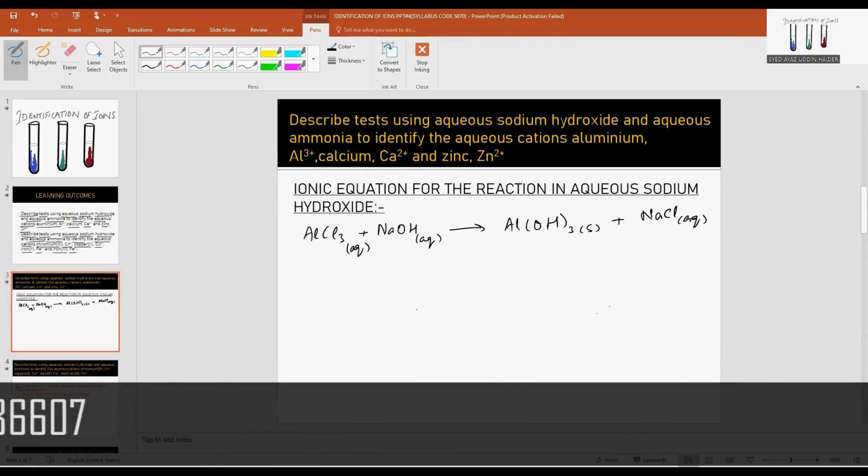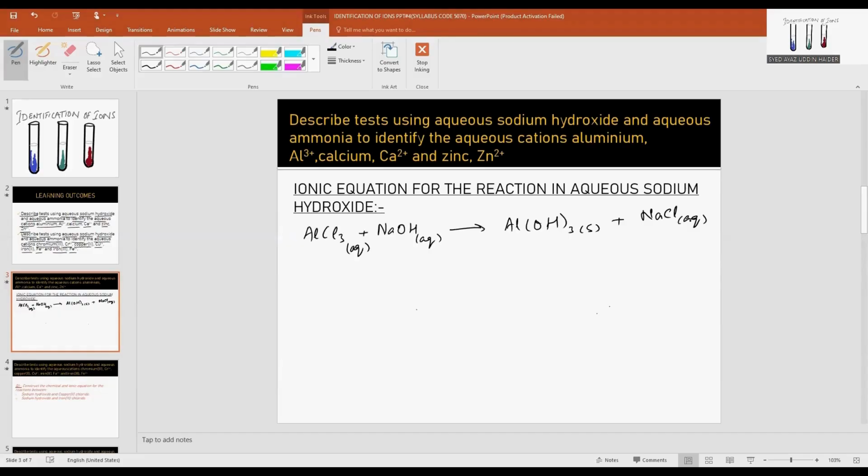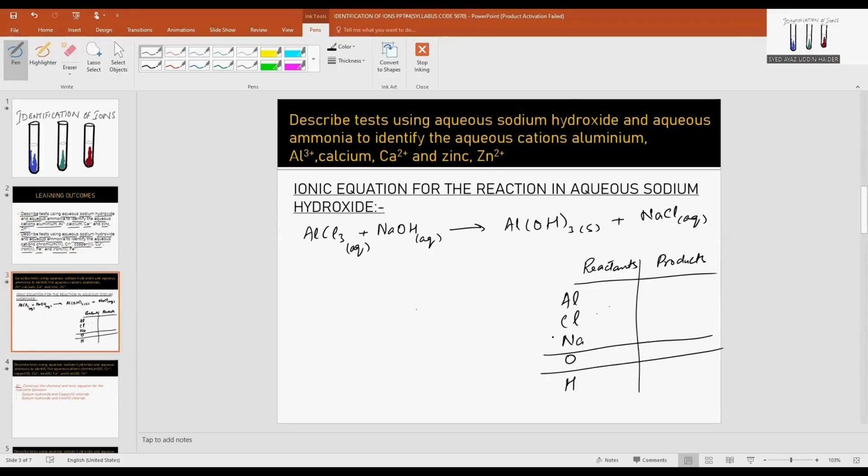The best way to do this is to make a column like this. You can make a column on the right side for reactants and products. On the reactant and product sides, we have the same elements: Al, Cl, Na, O, and H. Put a line like this. Count the number of atoms on each side.